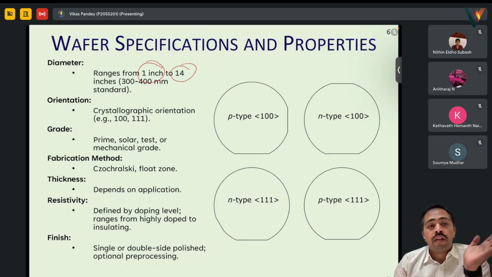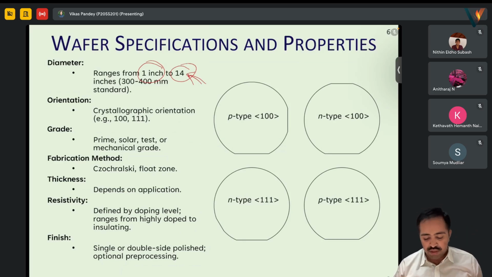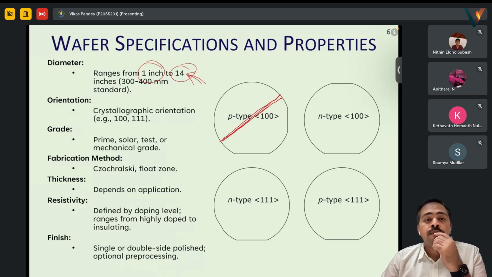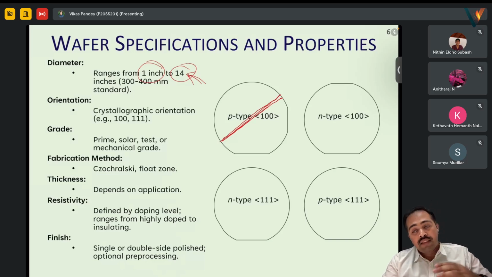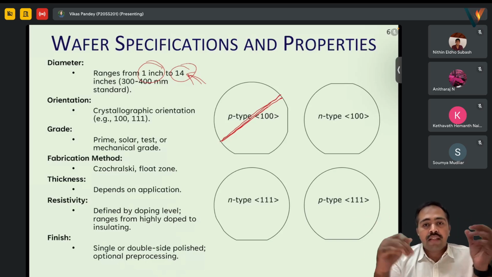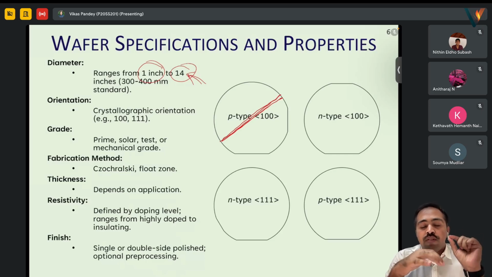Okay, this is the diameter we are talking about. 1 inch, 2 inch, these are diameters of the wafer, that is, if we consider this as the wafer. They range from 1 inch to 14 inch, and as the size increases, the thickness of these wafers will also increase.